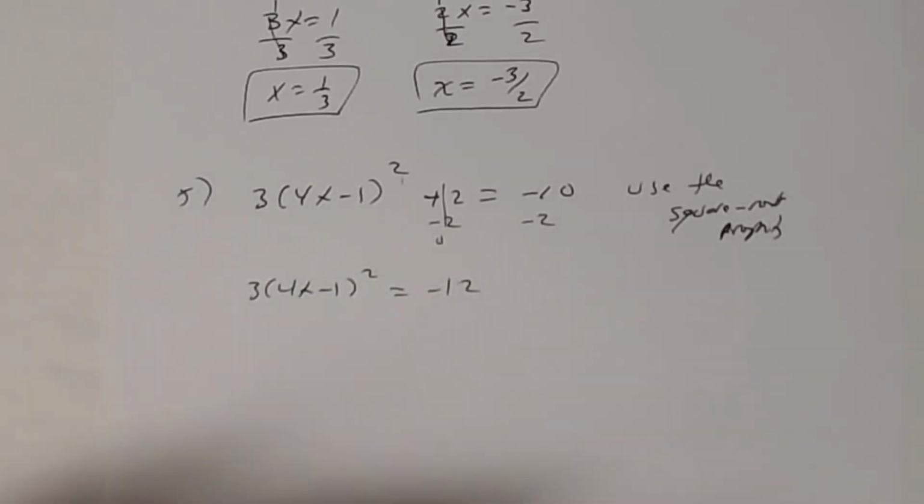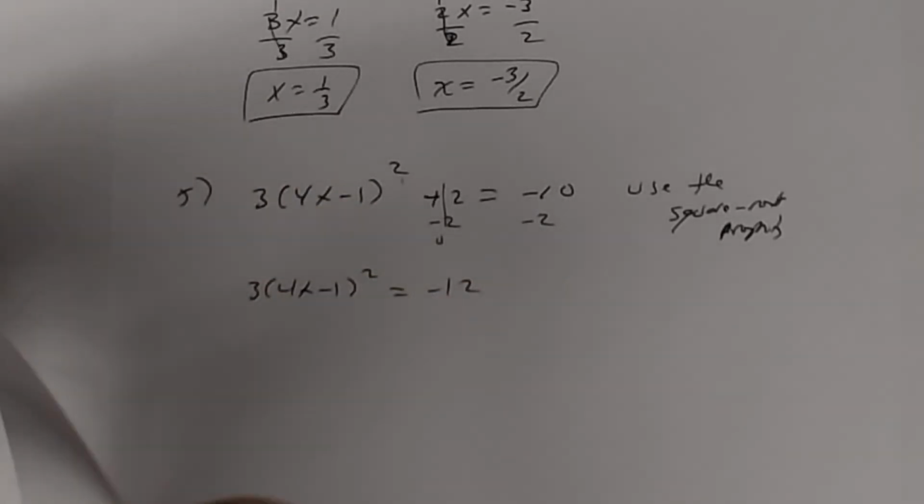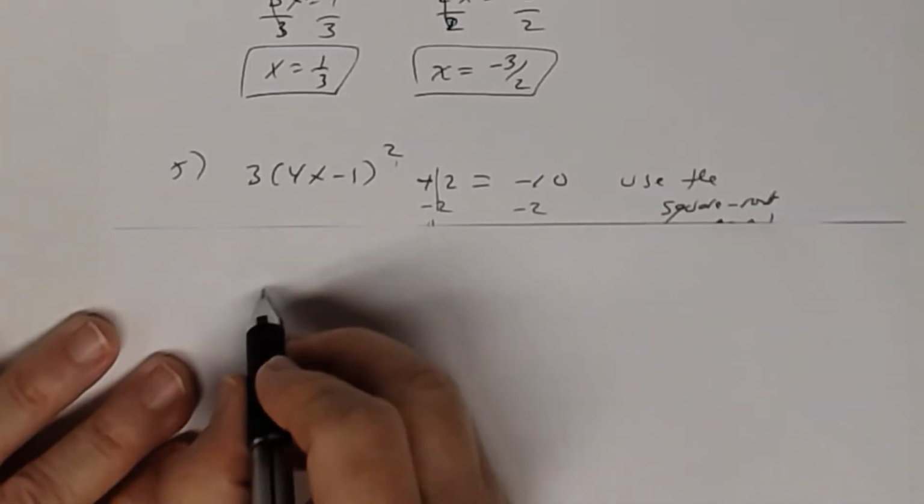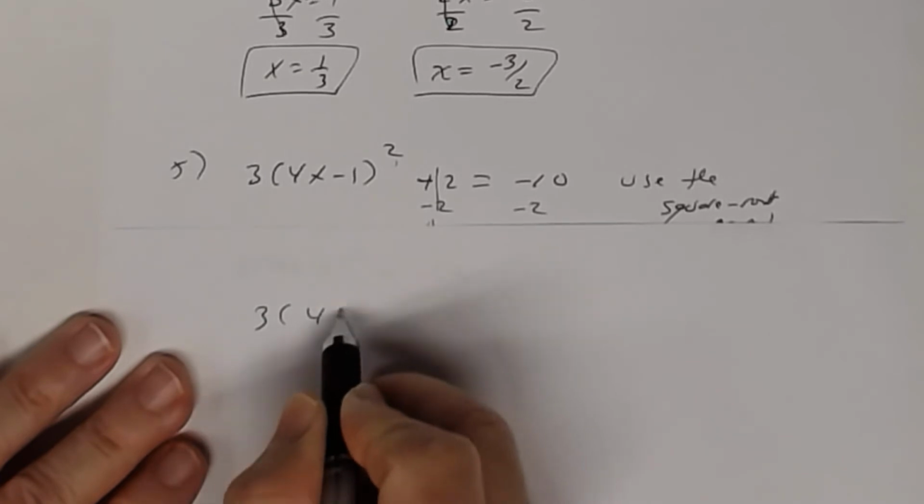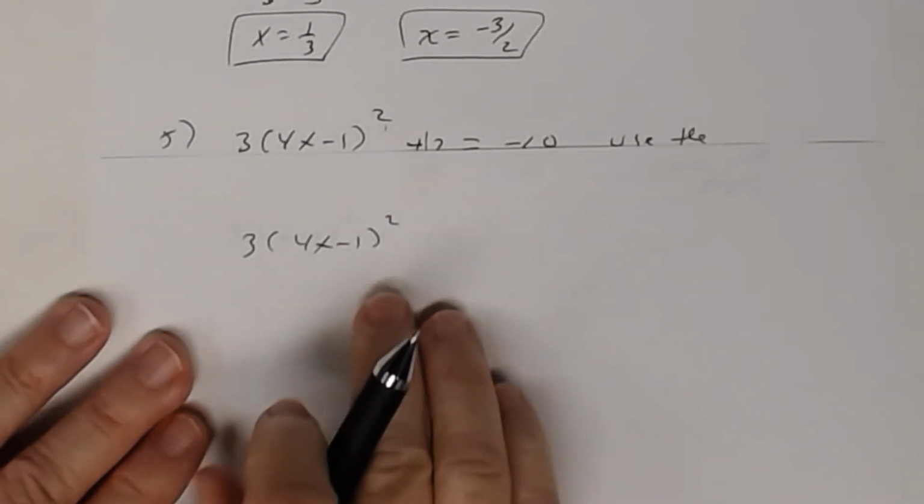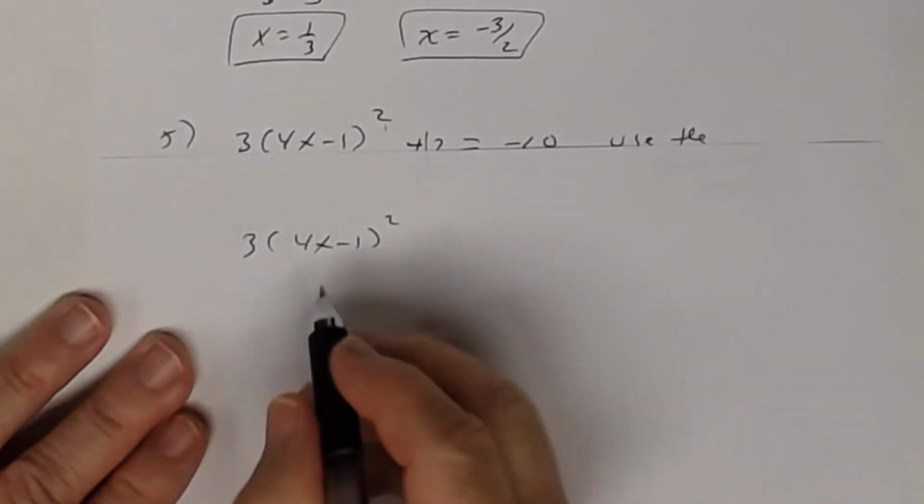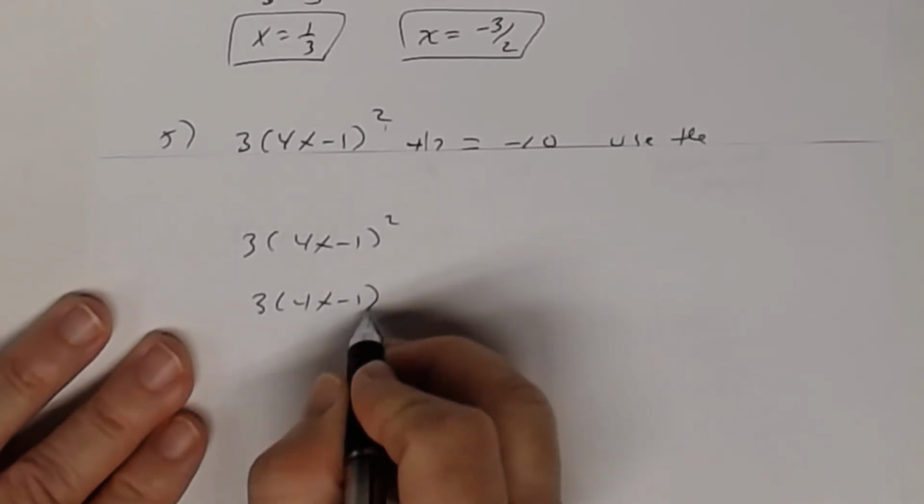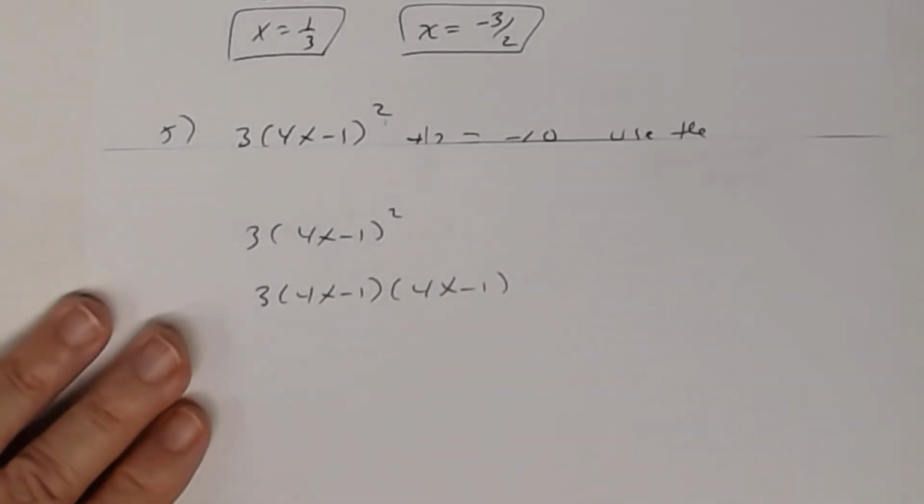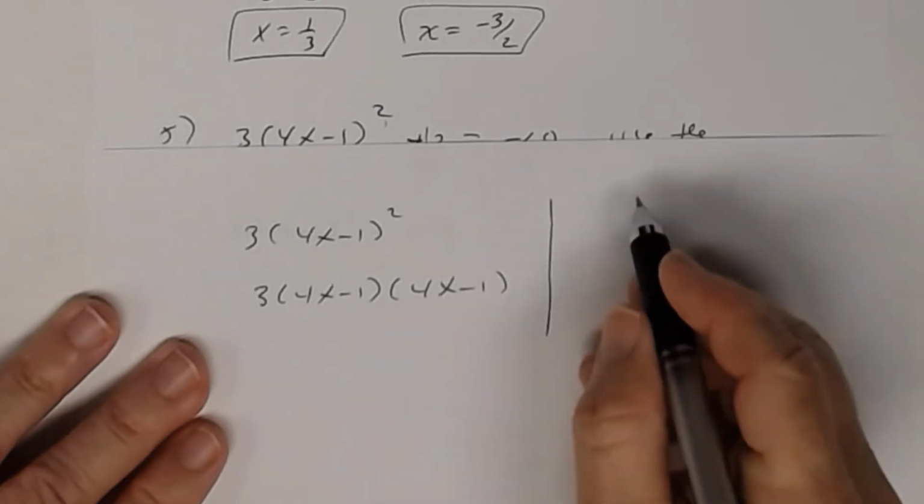So let me just kind of show you this to show you why mathematically that's not correct. Okay, let me just show you real quick. 3 times 4x minus 1 squared, right? So if I write this thing out twice, I get 3 times 4x minus 1 times 4x minus 1, correct? Okay. Now I want you to notice this.